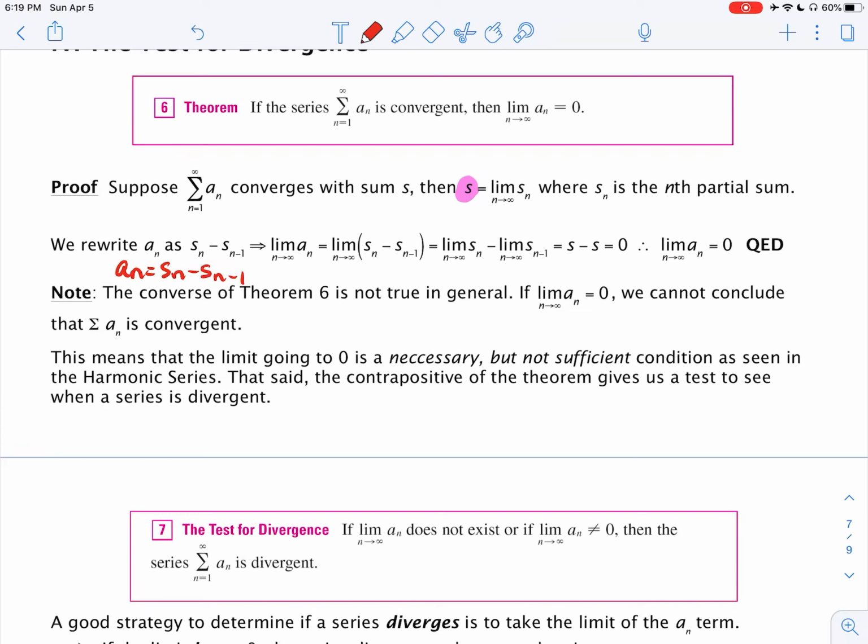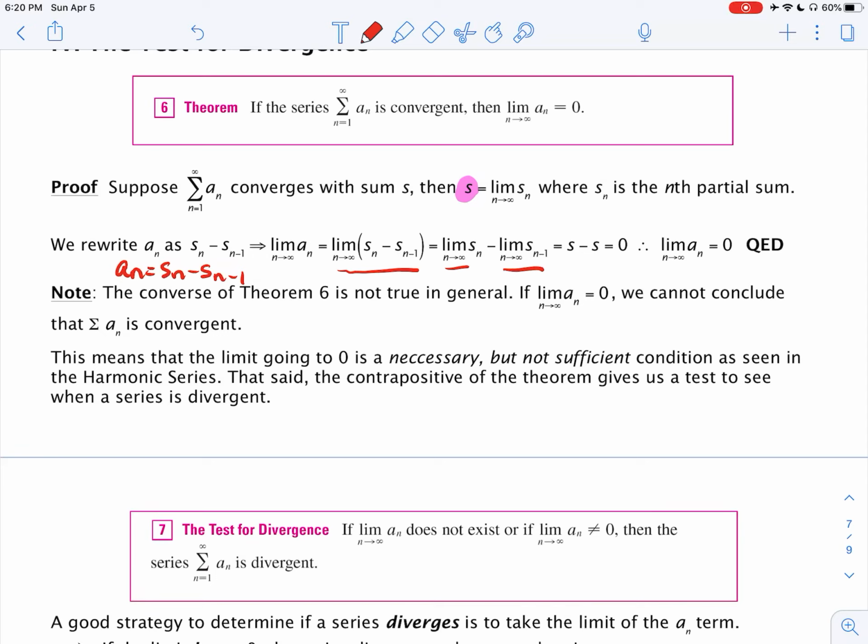Good. And so if I take the limit of the a sub n, then if I just replace the s sub n minus the s sub n minus 1, remember s sub n minus 1 is a subsequence of s sub n. And if the s sub n converges to s, then the subsequence is also going to converge to s. And we know that the limit of a difference is the difference of the limits, and they both go to the same limit. And so we do have that the limit is going to be equal to 0. So if our series is convergent, then the limit of the a sub n's better go to 0.